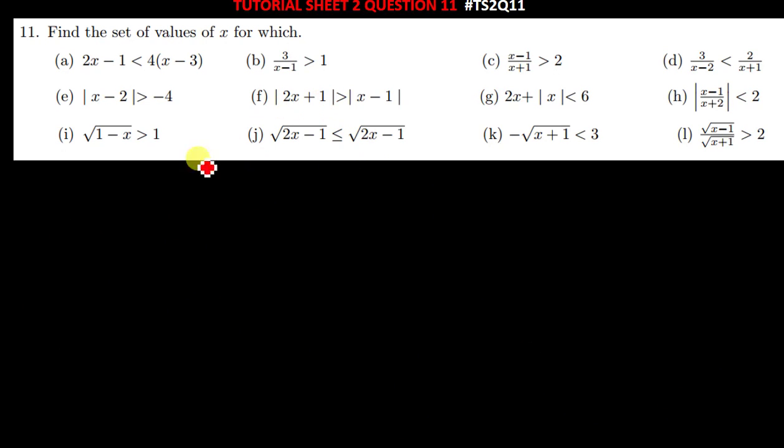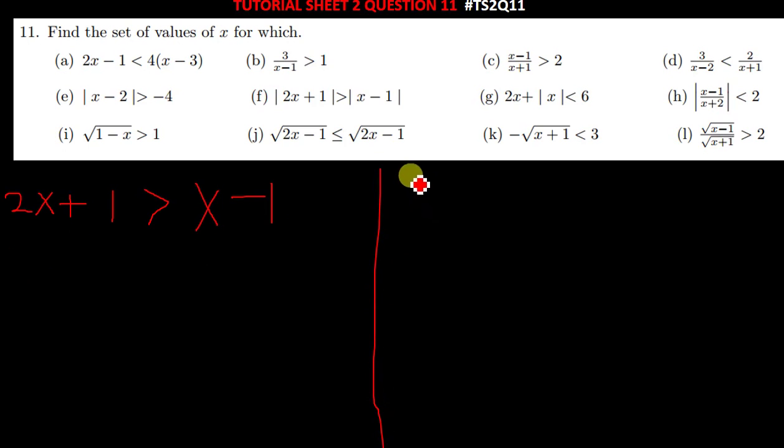So the next question is this: we have 2x plus 1. So we write the positive form of this to be 2x plus 1 being greater than x minus 1, or and then we write the negative form of this to be 2x plus 1 is less than negative, you write this in brackets.